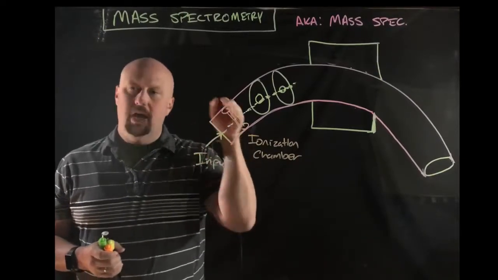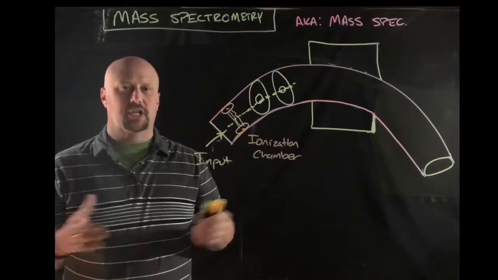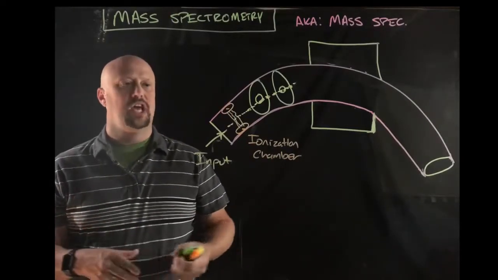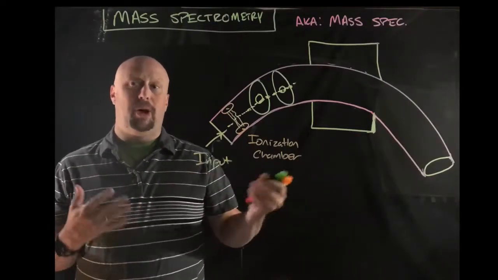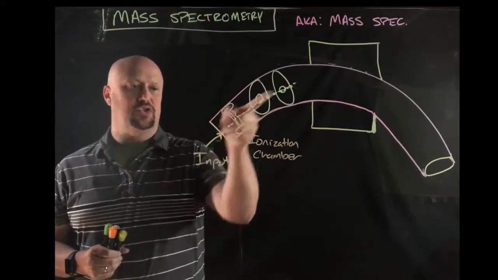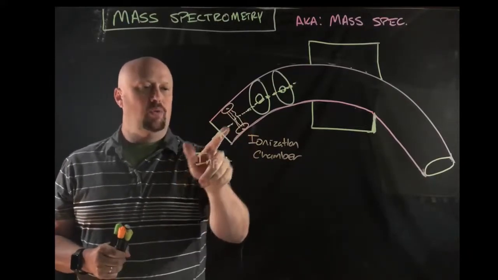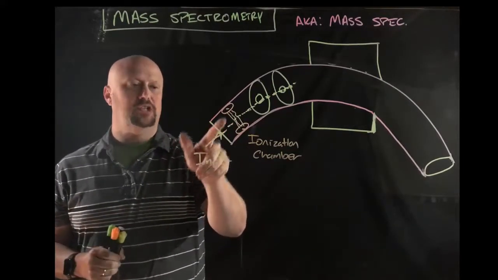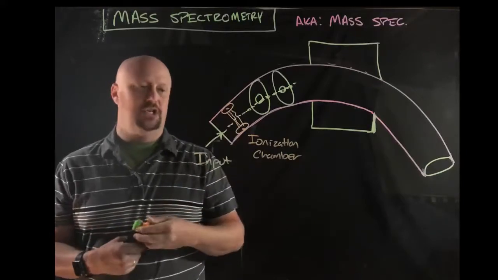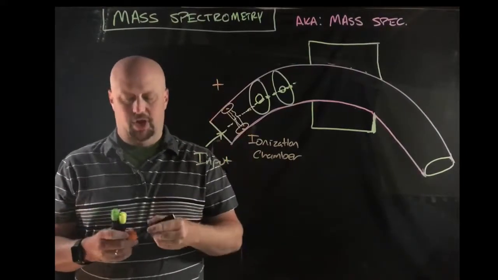It's going to get beams of high energy electrons hitting it, and what those high energy electrons are going to do is knock off other electrons. They're going to give what's left a positive charge. So we've got a stream of our material going through here, and what was once probably not charged now has positive charges. So the ionization chamber is going to give everything a positive charge.